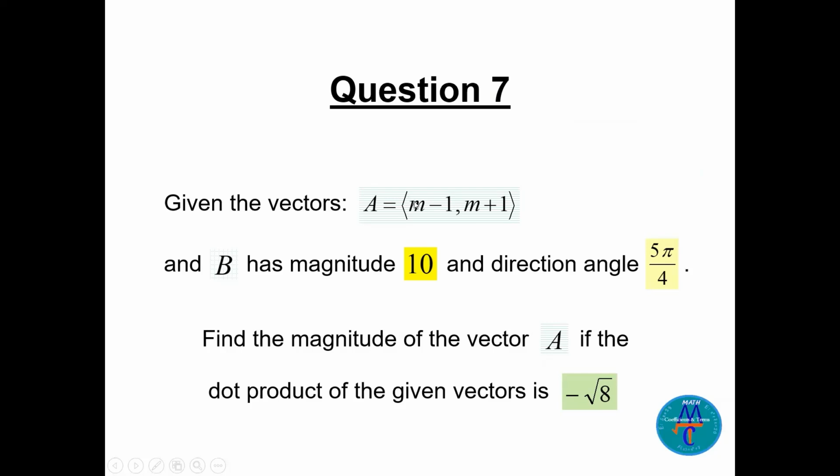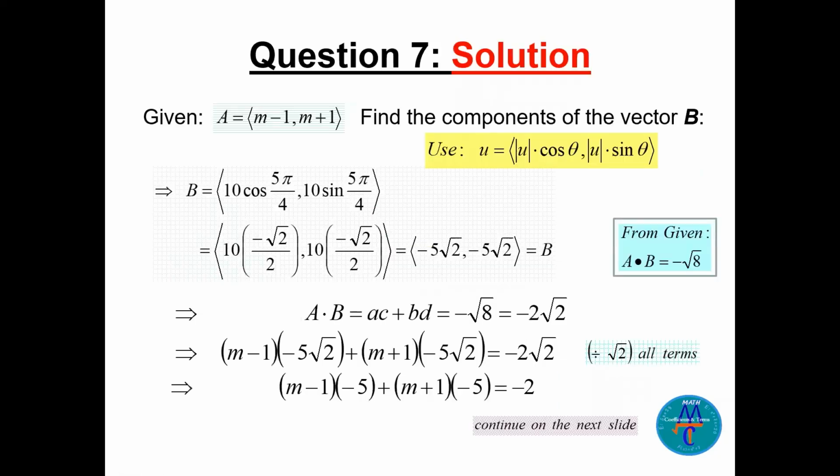This is A here. So we have to find m first. The dot product of the given vectors is minus square root of 8. Let's find first the components of the vector b.